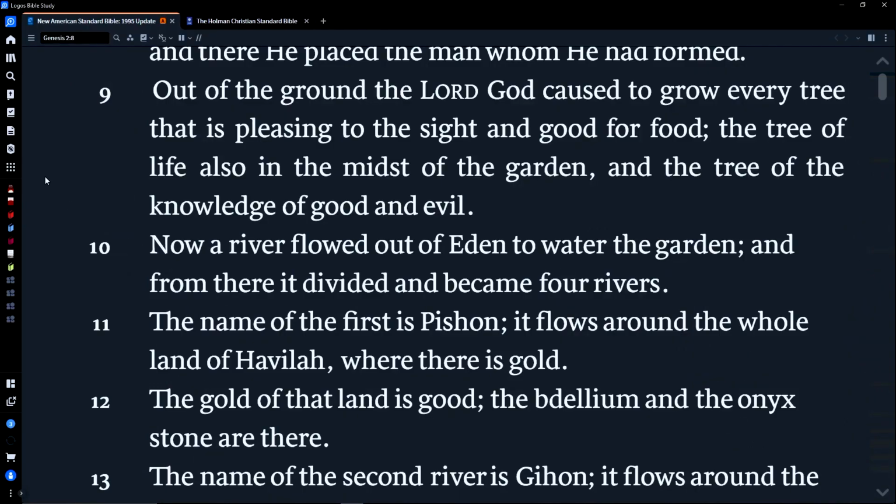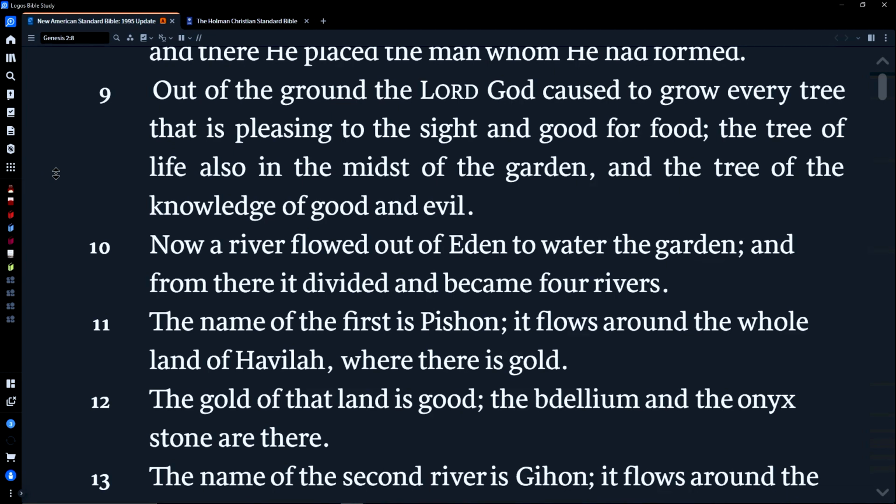So the pure state here of fellowship with God was in the garden. Don't miss the point. It is a perfect garden that God provided. There's no sin yet. There's no problems. Everything is all good and beautiful. So let's go ahead and read the next section, starting in verse 9 and going down through 14.